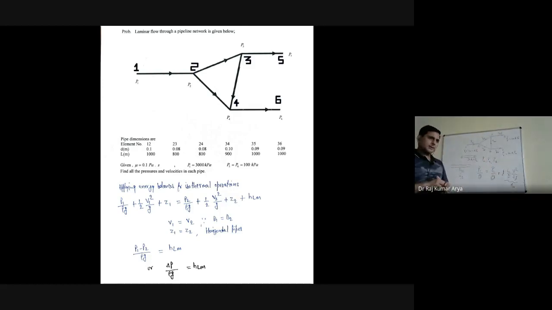Here F is the friction factor, L is the length of the pipe, D the diameter of the pipe, V the velocity inside the pipe, and G is the gravitational constant. If you are writing it for pipe 1, 2, you write friction in pipe 1, 2, length of 1, 2. What you know here: pressure P1 is known to you, P2 is unknown, you don't know the friction factor. You know the length and the diameter of the pipe, but velocity is unknown to you.